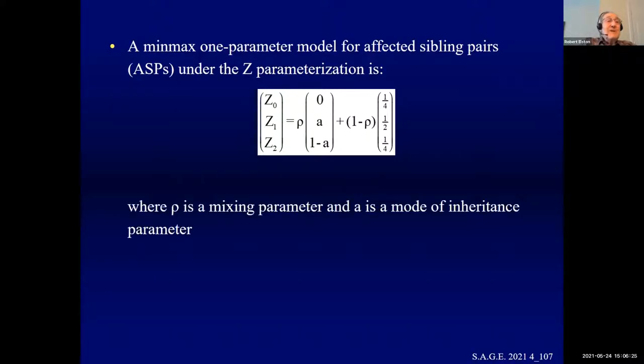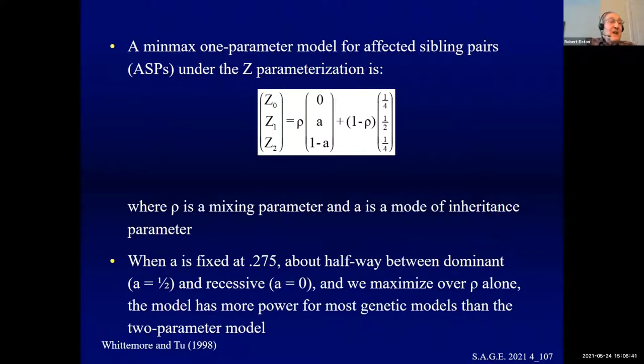And rho is a mixing parameter, whereas A is a mode of inheritance parameter. So rho is what you're going to estimate. A is what you're going to fix according to whether you want dominance or recessiveness. If you fix A at 0.275, about halfway between dominant, A equal to a half, and recessive, A equal to 0, and we maximize over rho alone, the model has more power for most genetic models than the two-parameter model. And so this is what the Whittemore and Tu paper suggests you should do. To go through this paper is, I found, terribly difficult, but I was lucky in that I heard Alice Whittemore present the paper once, and she gave me the essential points.